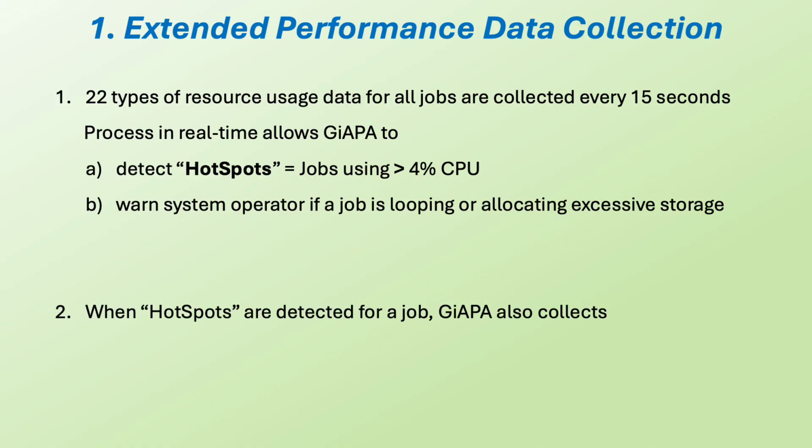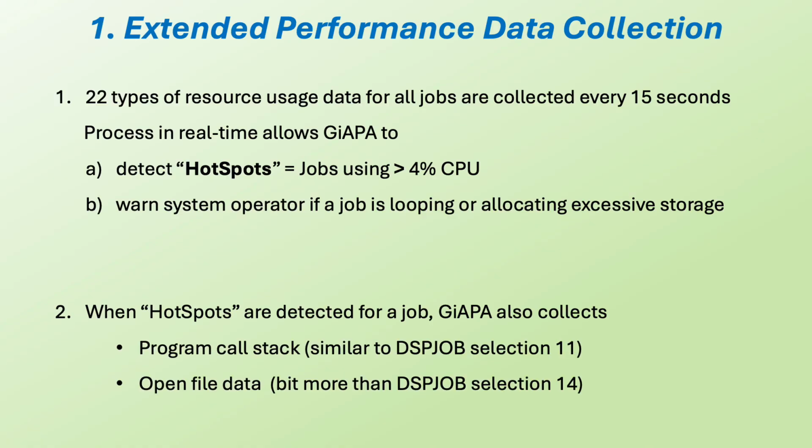Every time a hotspot is found, GiAPA calls other APIs to collect program call stacks and open files data for the job. The statistics, based on these samples of program and file usage data, document what the job uses the resources for.